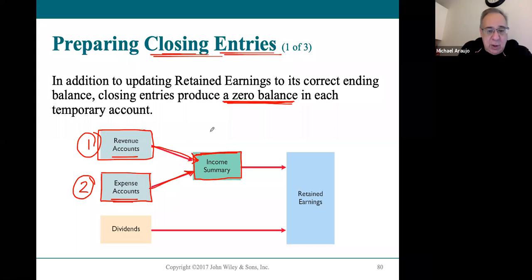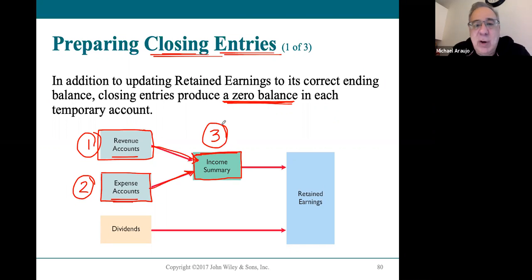Well, we're not done. We have this temporary holding tank that we call income summary. We don't need it anymore. The only reason we needed it in the first place is because we had to transfer these revenue and expense balances so we can zero those out. So now what's sitting in the income summary account is all the revenue and all the expenses. Obviously, the revenue would be on the credit side, and all the expenses would be on the debit side, right? Because we just transferred them here.